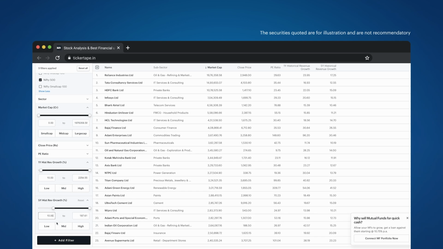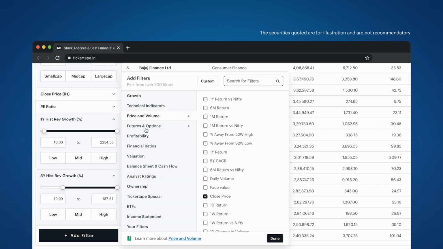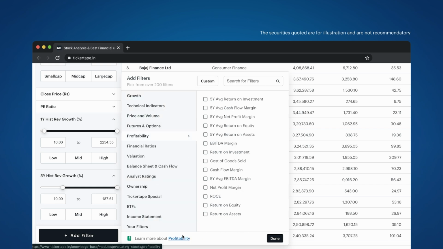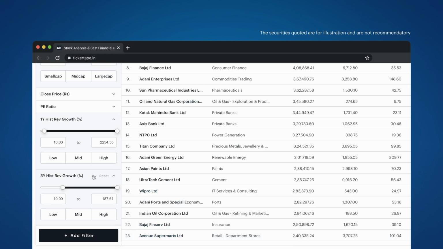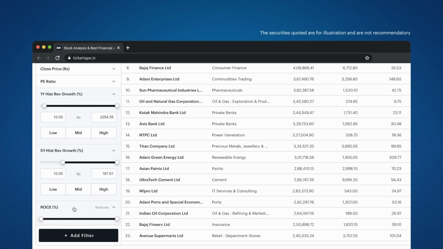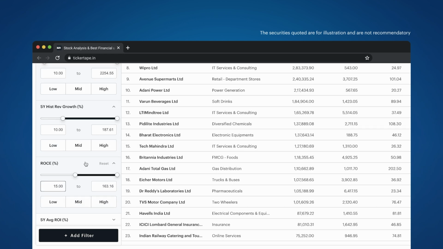After the company's performance, you can look at its return ratios. In case of long-term investing, two of them are the most important. One is ROI and another is ROCE. Filter out stocks that have more than 15% ROCE and a 5-year average ROI of more than 15%.